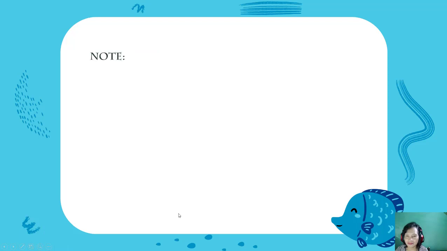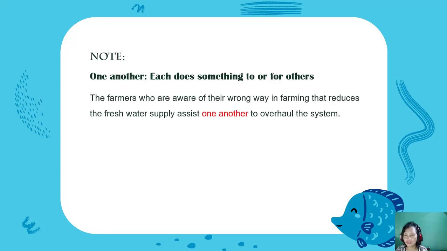Okay. Note, you can have one another. Each does something to or for others. So it is more than two or three. It is more than two. The farmers who are aware of their wrong way in farming that reduces the fresh water supply assist one another to overhaul the system. So one another refers to farmers, many, more than two or three.